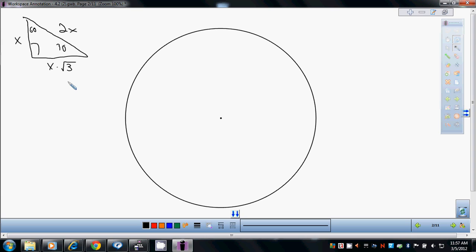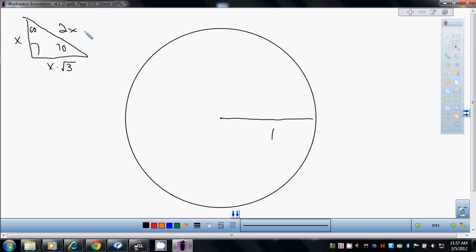Always. Now, today, we're going to be dealing with the unit circle. Anytime you hear the words unit circle, the keyword is unit, meaning the radius is always going to be 1 unit.